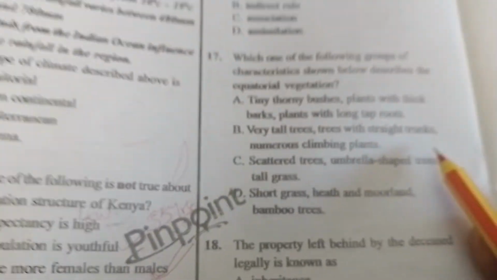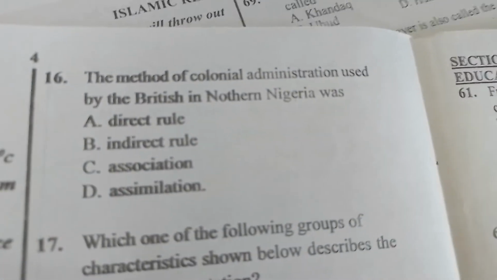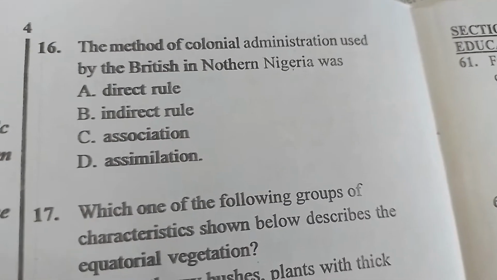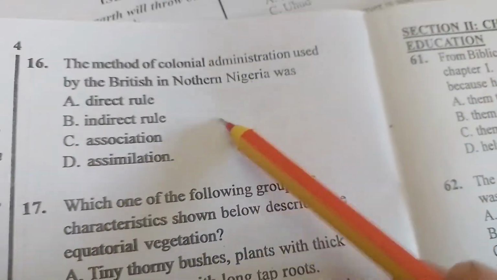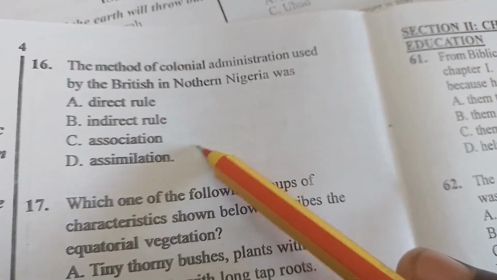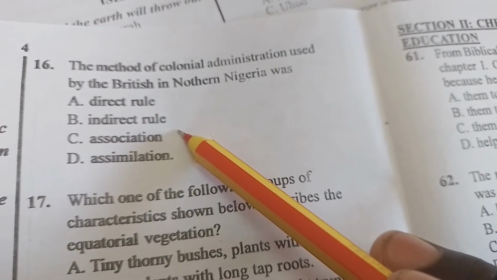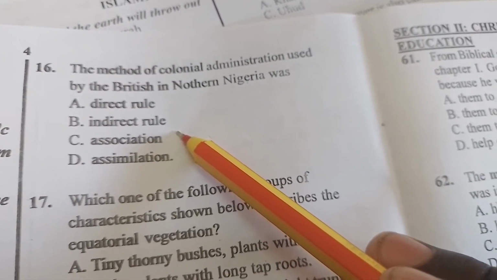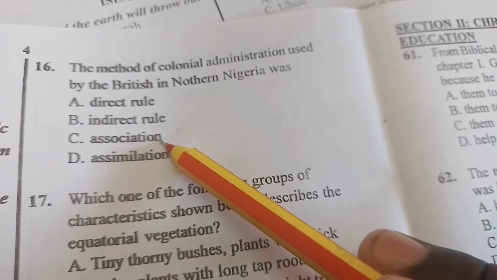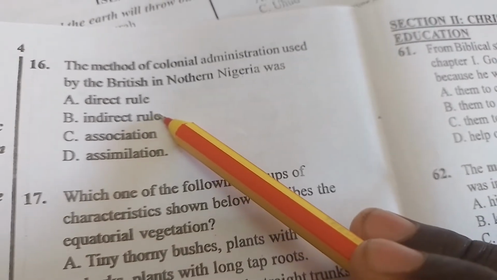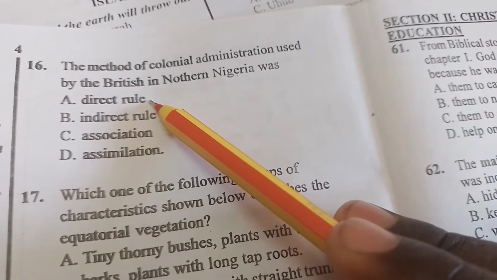Another question here. The method of colonial administration used by the British in northern Nigeria was indirect rule. Assimilation was used in Senegal. Association was used in the rest of Nigeria, since the northern part was under indirect rule. So the southern part of Nigeria was under association. Direct rule, we had Tanganyika.